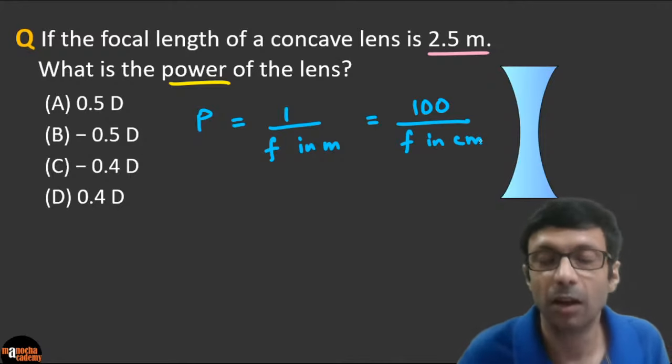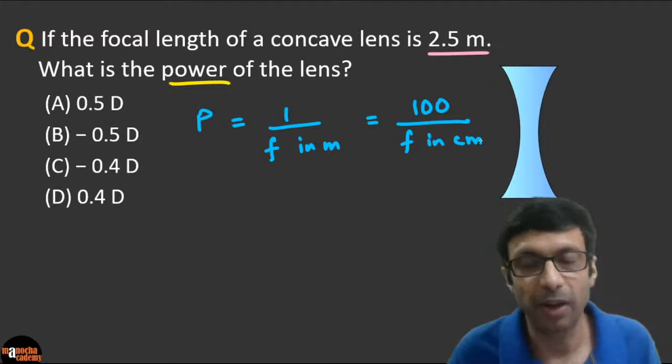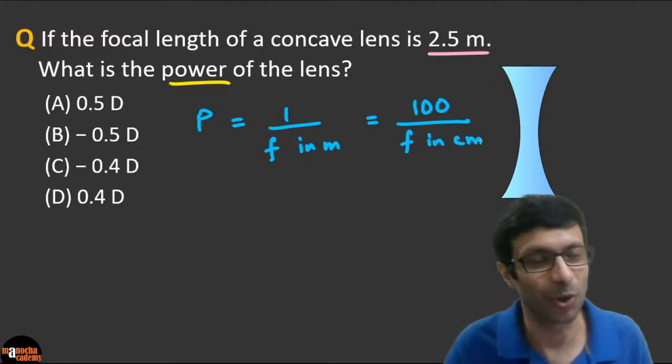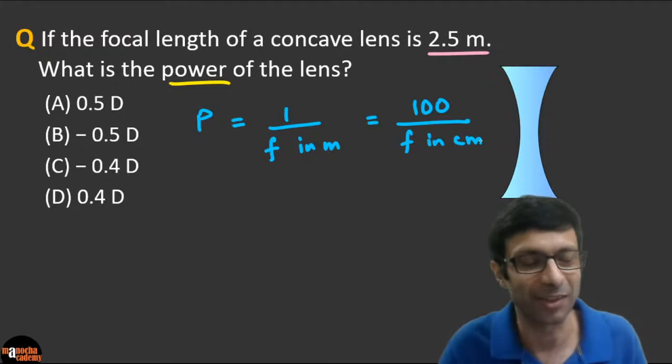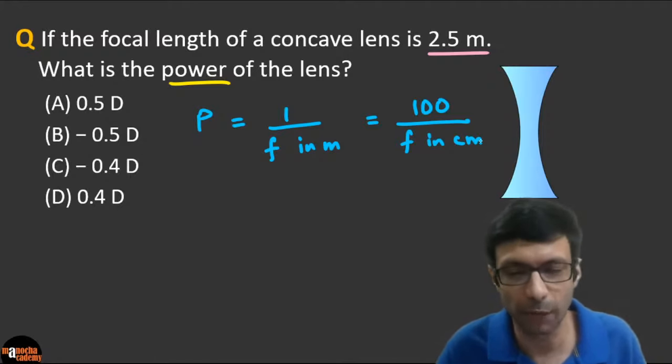So if you're using the focal length in centimeters, then you use 100 by F, and for meters it is simply 1 by F. Okay, please remember these two important formulas. All right, guys, now use this formula and easily find the power.